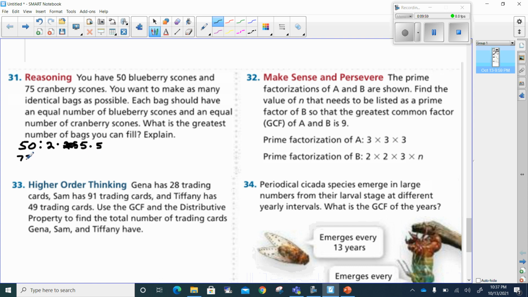Now we got 75. 75 can be found by taking 3 times 25, excuse me. And again, 25 can be broken up by 5 times 5. And we found the greatest common factor. We realized, well, we got 5s, right? Times 5, right? That's a set, and that's a set. And 5 times 5 is 25. So 25 is the greatest common factor.